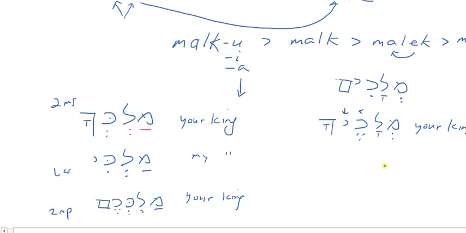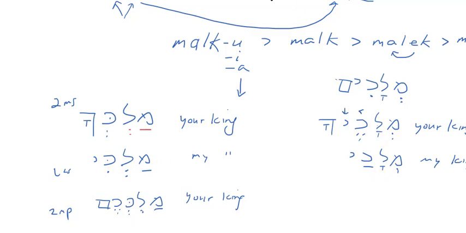How would I say my kings, plural kings? Well, it would be me, la, and then it's just kai. Melakai. So that's my kings. Notice how different that is from malki, my one king, and melakai, my plural kings.